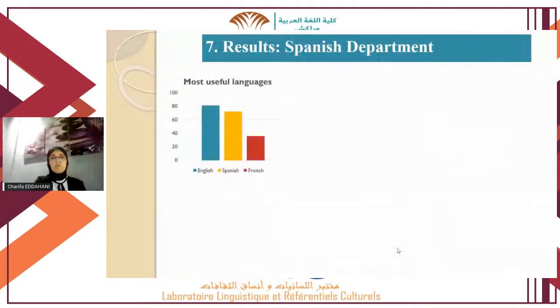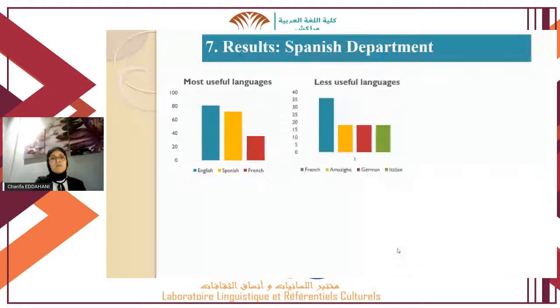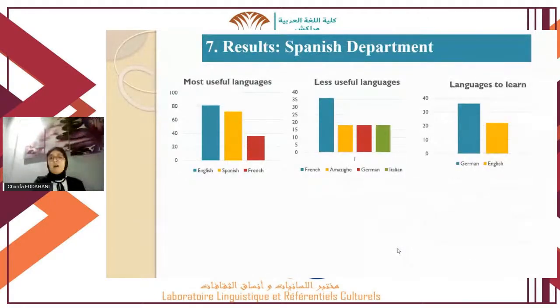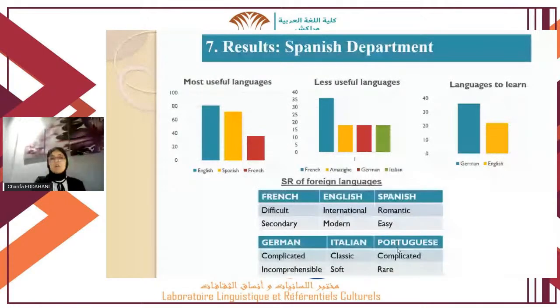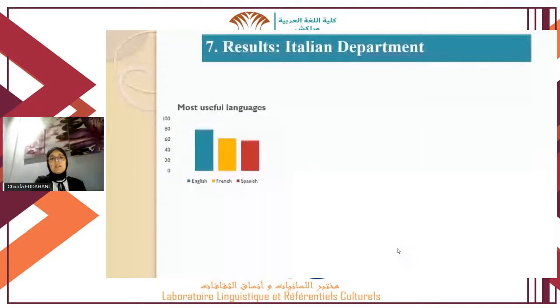As regarding the Spanish department, for them the most useful languages are English and Spanish, less useful French and Amazigh. Languages to learn: German and English. The adjectives they used: French is difficult and secondary, so it is not very important. English is international and modern, Spanish romantic and easy, German complicated, incomprehensible, Italian classic and soft, Portuguese complicated and rare.